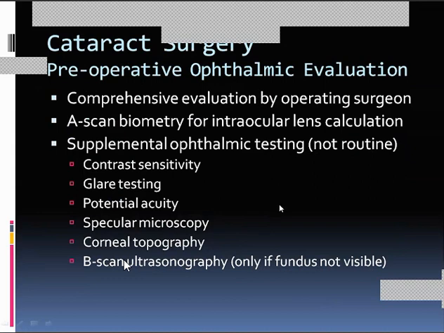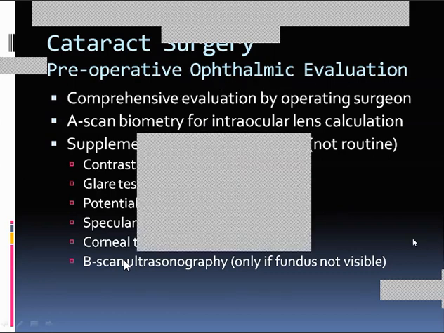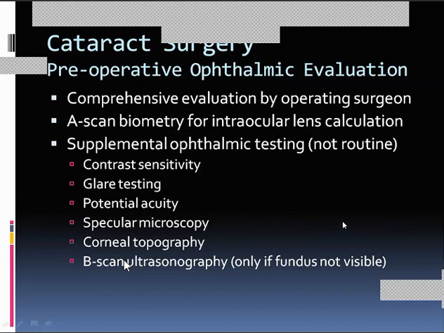Then what we have to do? The only treatment of choice is removal of the cataractous lens. But we should not do it without investigating the person. As in any case, even though it is a minor surgery like eye surgery, we have to thoroughly investigate the patient. So what we have to do is the pre-operative ophthalmic evaluation. A comprehensive evaluation by the operating surgeon should be done.